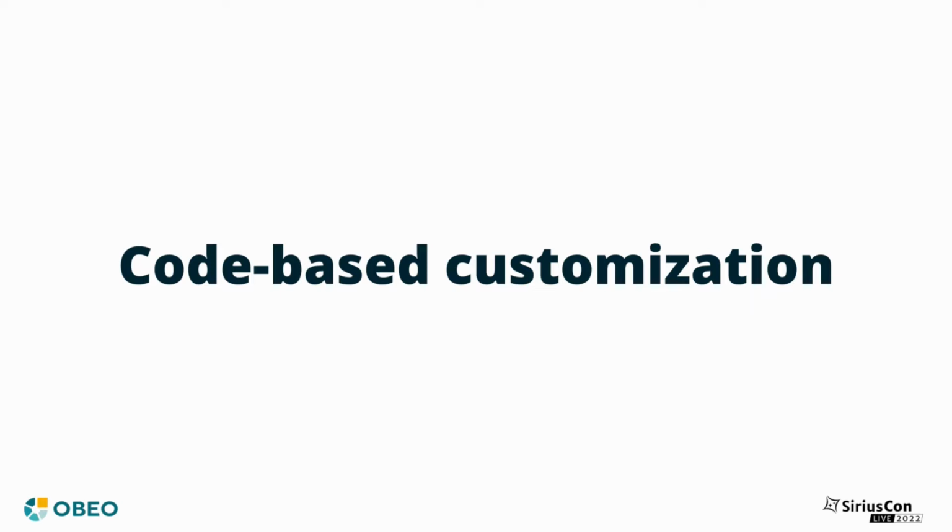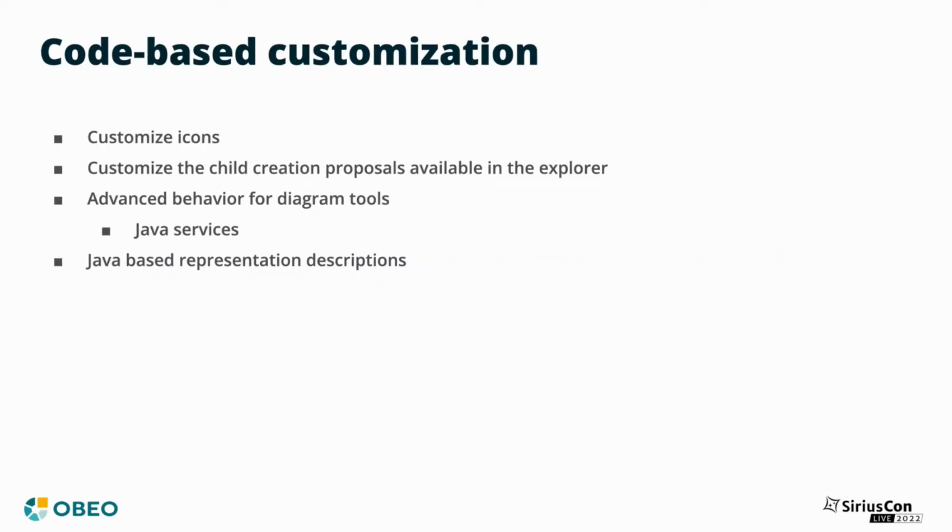So first, let's see how we can customize Sirius Web or even Obeo Studio using code. There are some features in Sirius Web that can only be configured using code. Most of those features should be available in a low-code or no-code approach in the future. For example, to customize the icons of your objects, you would have to modify the EMF edit code of your metamodel for those who are using EMF. You would use the same approach to change the child creation proposals available in the Explorer.